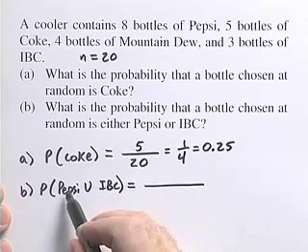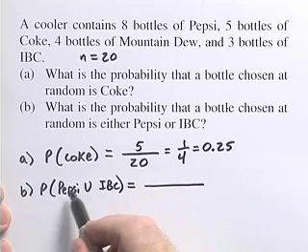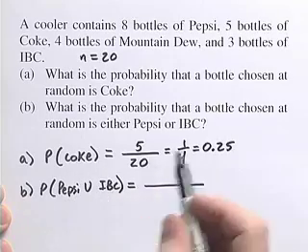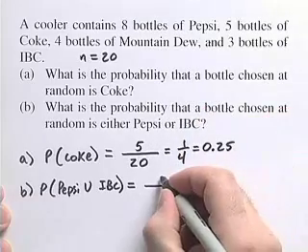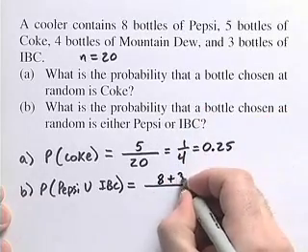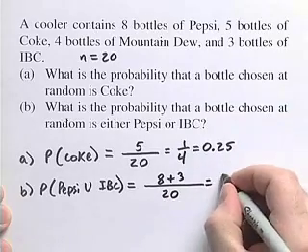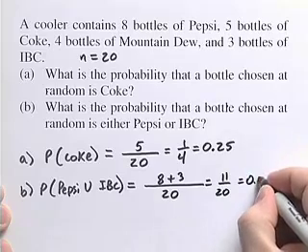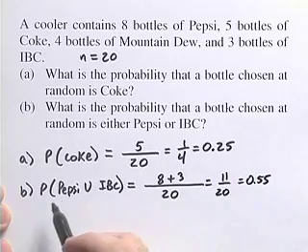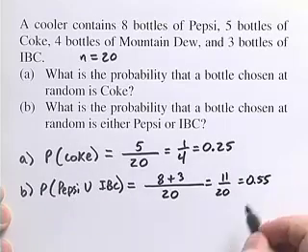Since they can't be both Pepsi and IBC at the same time, they're mutually exclusive, so we just add up the number for Pepsi and the number for IBC. There are 8 bottles of Pepsi and there are 3 bottles of IBC, so we'll have 8 plus 3. And again, there are 20 total bottles to select from. This gives us 11 divided by 20, which is equal to 0.55. So the probability that a bottle chosen at random is either Pepsi or IBC is 55%.